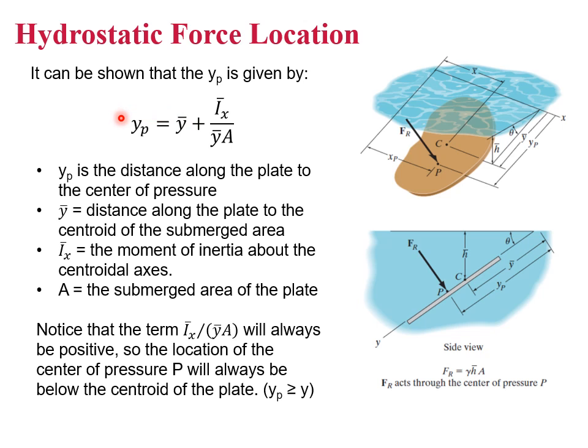So the book goes through and calculates how to find the coordinates of the center of pressure. I'm not going to do that. I'm simply going to give you the formula. You don't gain a whole lot by going through the derivation. Here, Y sub P is the Y coordinate of the center of pressure. It's equal to the centroid Y bar plus the moment of inertia about the centroidal axis divided by Y bar times A. So it's always going to be a little bit deeper than the location of the centroid Y bar.